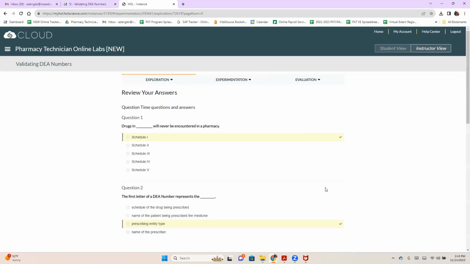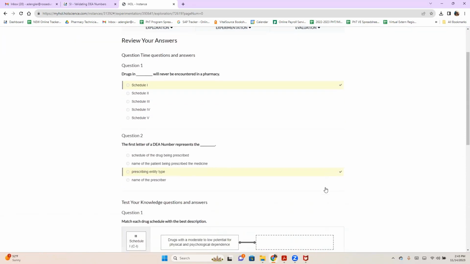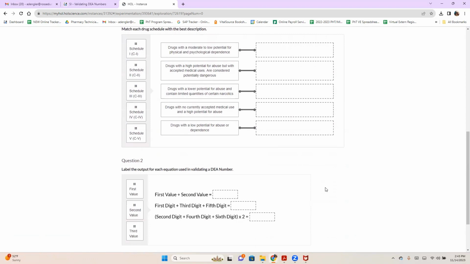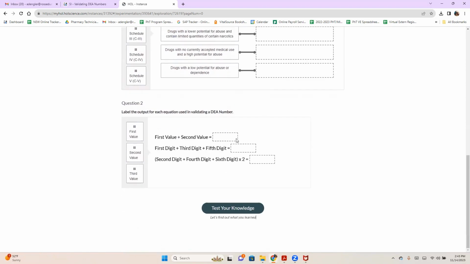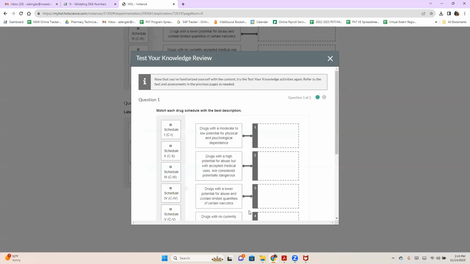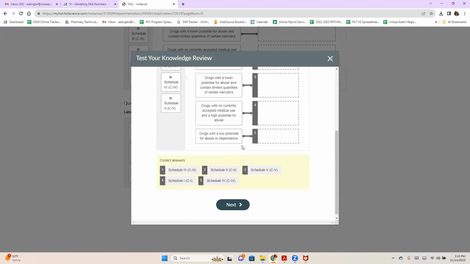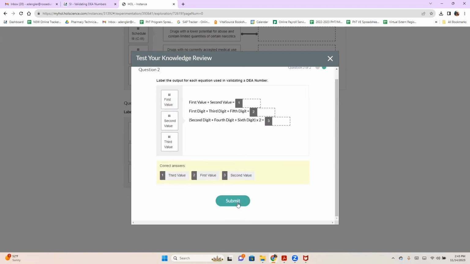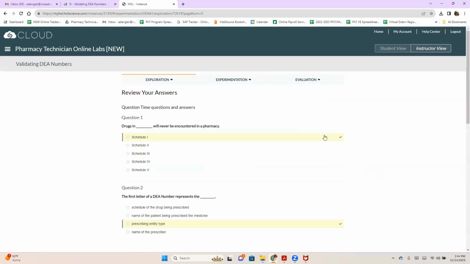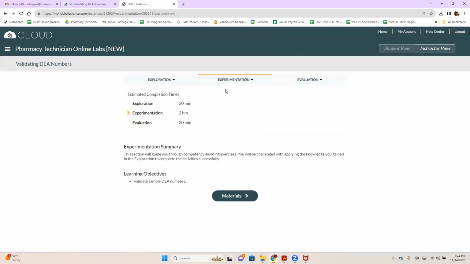So we're going to review our answers. Remember, these are going to be asked again. Yours should have the answers saved. And then we're going to go to test your knowledge. So you'll do that again, and then you'll do this again, and you'll hit submit. Then yours should automatically take you to the experimentation overview, which is this page.